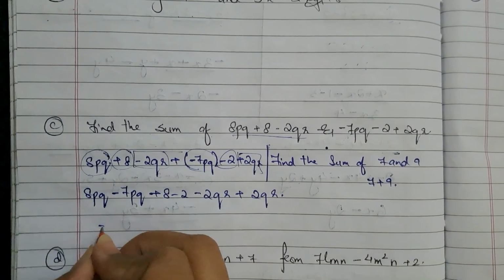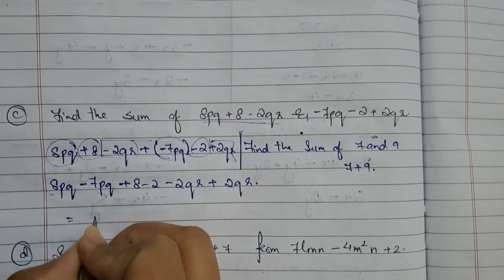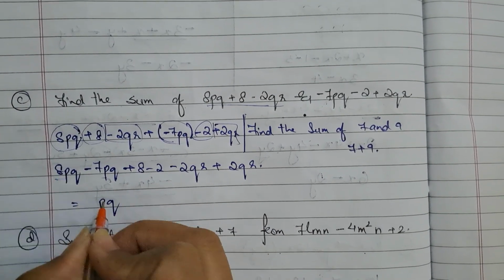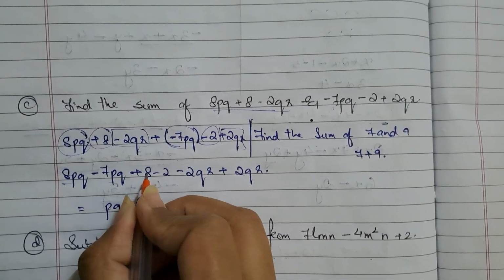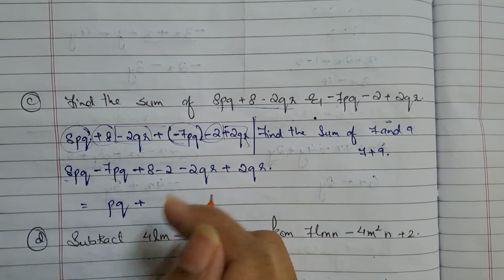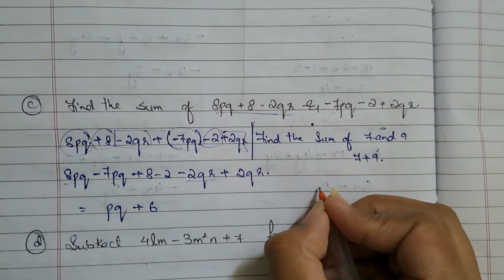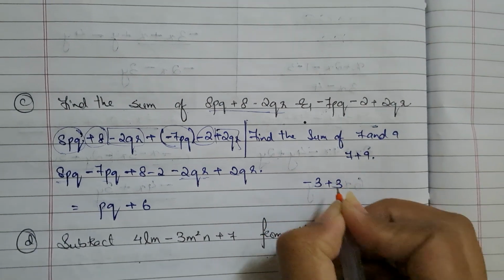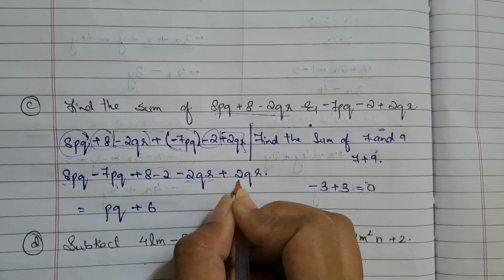So what's going to happen here? Different signs, subtraction. So when they subtract, it will be pq. I will be left with the bigger number, which is positive. Here also the bigger number is positive. 8 minus 2, because different signs are there, we're going to subtract. 6 will come in here. Then this is like, you know, minus 3 plus 3. So minus 3 plus 3, it will become 0. The same way, this will become 0.